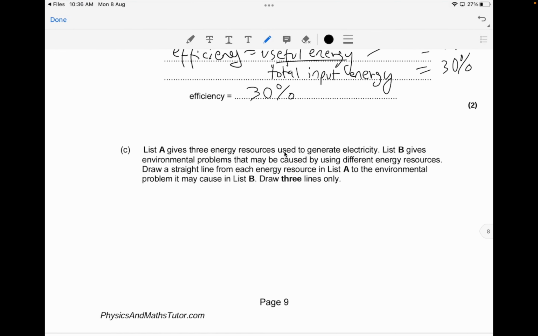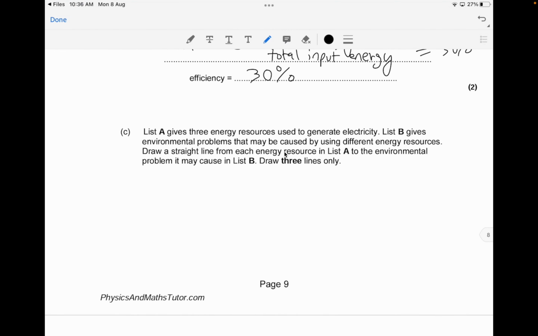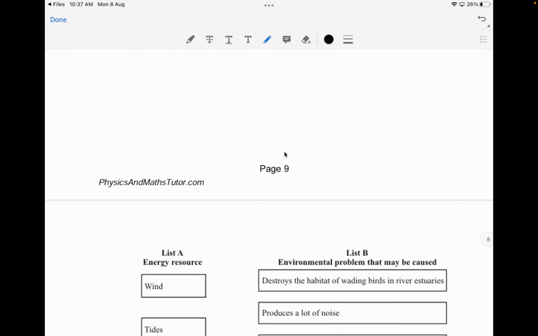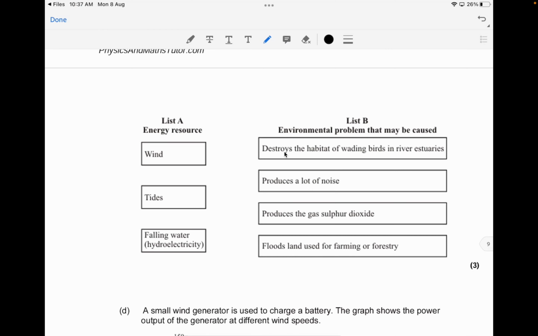Now, list A gives 3 energy resources used to generate electricity. List B gives the environmental problems that may be caused by using different energy resources. Draw a straight line from each energy resource in list A to the environmental problem it may cause in list B. Draw at least 3 lines. So list A has the energy source, and this is the environmental problem. We know that wind produces a lot of noise, so that could be one of the issues of wind energy. Tides destroy the habitats of wading birds in river estuaries. And falling water floods land used for farming or forestry.